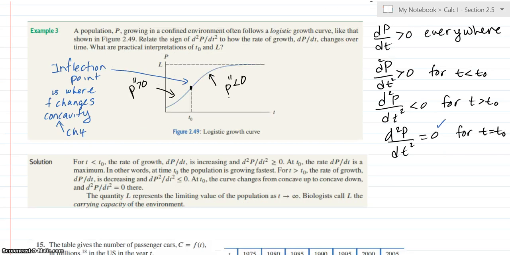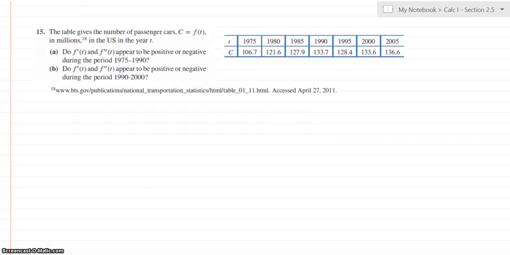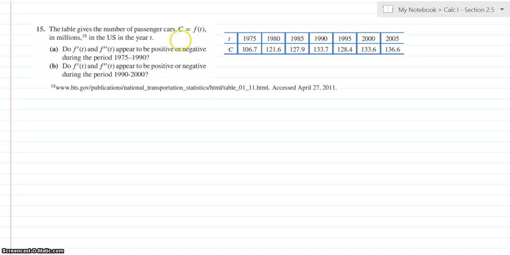So let's just try one more example, a problem from the book. This table gives the number of passenger cars in millions. They have this as the place where they got this information. So it's an actual application in the US in the year t. So what do we think?